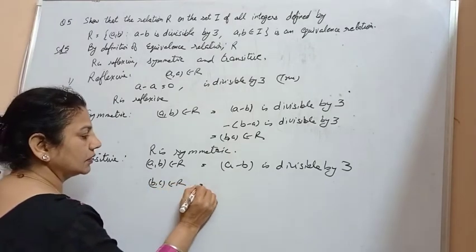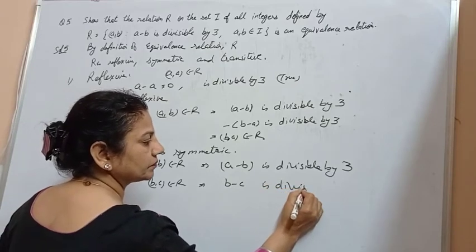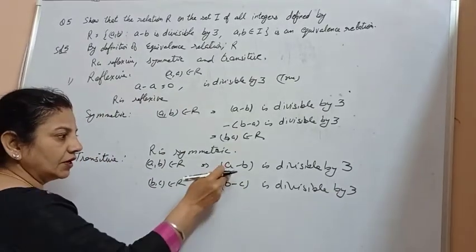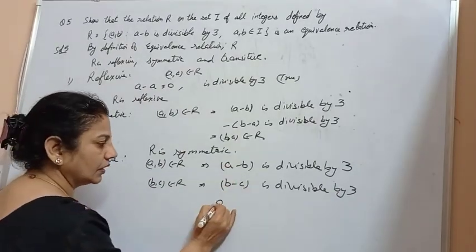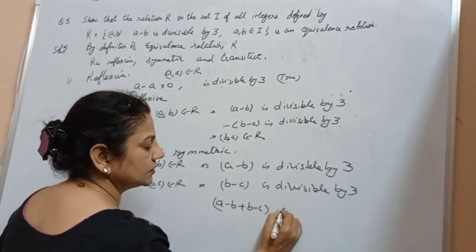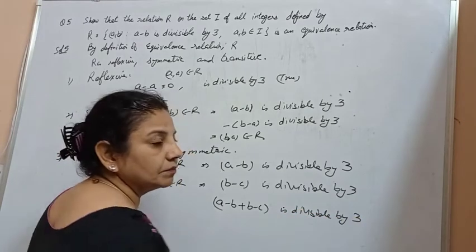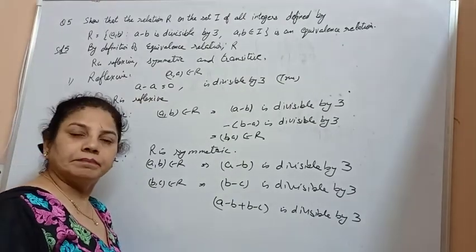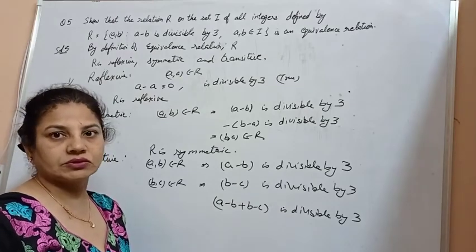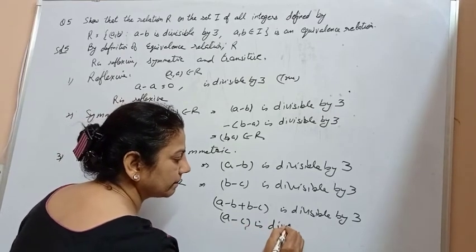B minus C is divisible by 3. This is also given to us. Now, if I add these two, A minus B plus B minus C, what should I get? It is divisible by 3, because by the divisibility of 3, if two numbers are divisible by 3, then their sum is also divisible by 3. So we have A minus C is divisible by 3.